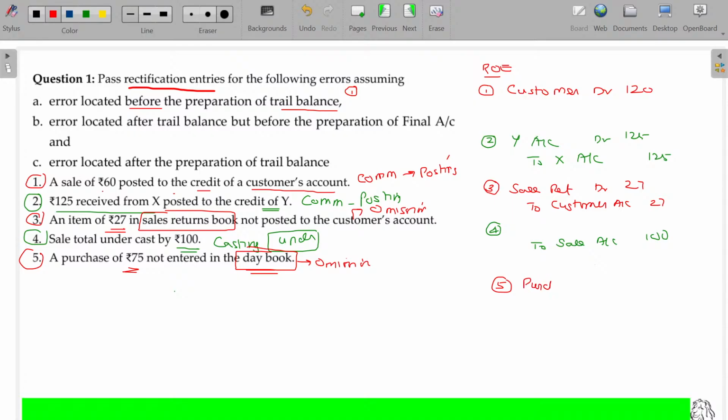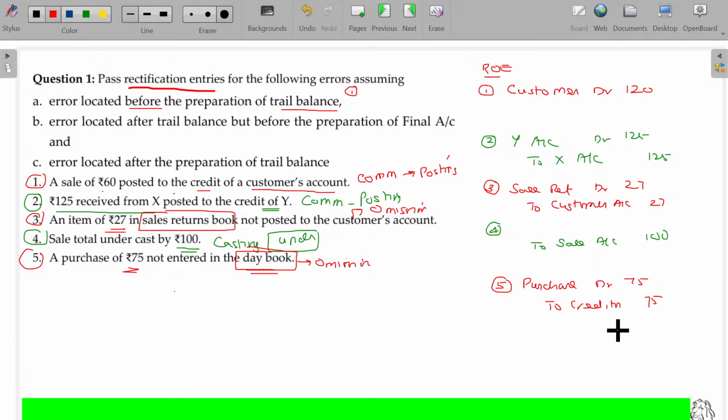Purchase account debit to creditors account. The value being certain. Is that clear? If you are not posted in any of the subsidiary books, it will be a complete omission. If you have posted that in the subsidiary books, while transferring from here to some other account, there is an error, it will affect only one account.